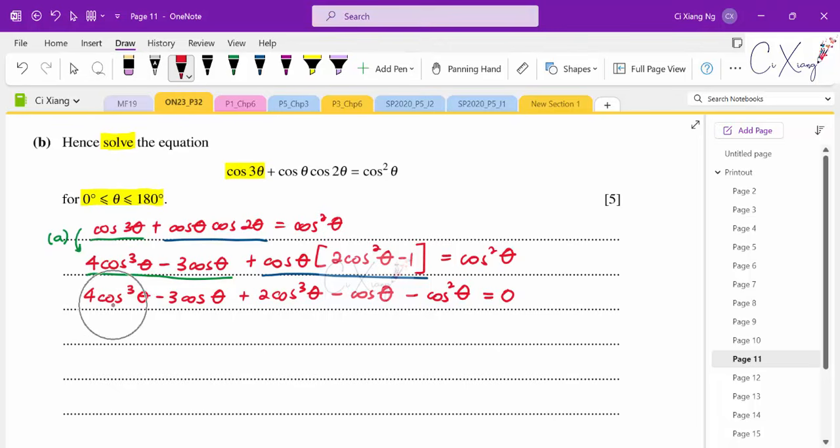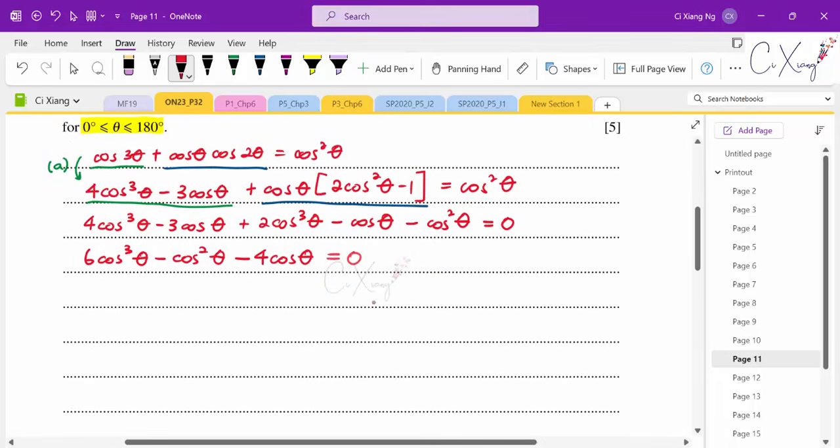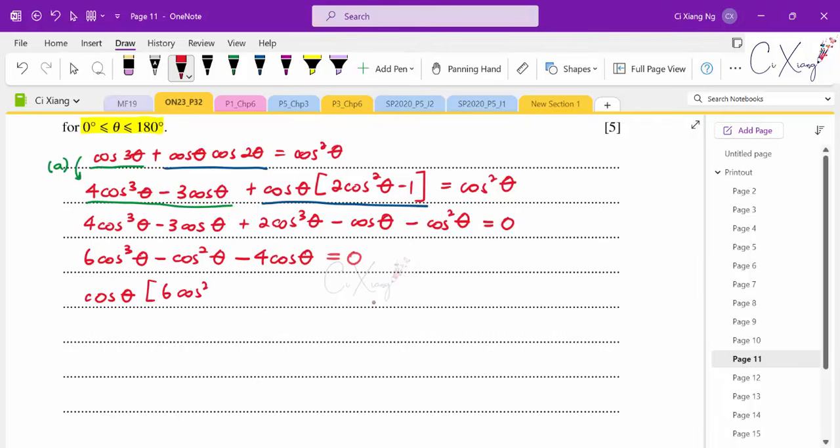Then what do I have here? 4 plus 2, I have 6 cos cube. For cos square, I have only 1, which is negative cos square theta. For cos theta, I have negative 3 minus 1, so it is negative 4. It equals 0. To solve this equation, you can factorize out the cos theta. Then you have 6 cos square theta minus cos theta minus 4 equals 0.